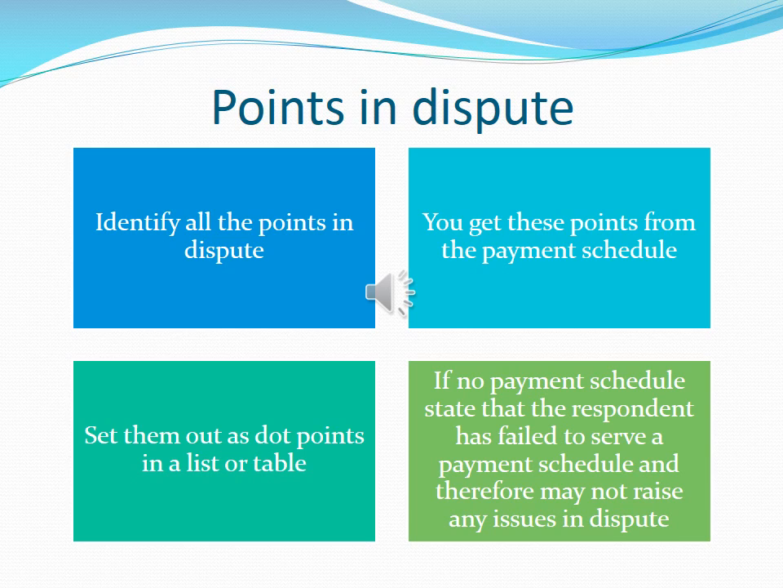If you have followed the advice given earlier of using a table to analyze the payment schedule, you can use that as the basis of this section, or you can cut and paste that table into this section. If you do not want to do this, then use any format you want, making sure you identify all the points in dispute. You get these points from the payment schedule; set them out as dot points or a table. If no payment schedule, state that the respondent has failed to serve a payment schedule and therefore may not raise any issues in dispute.